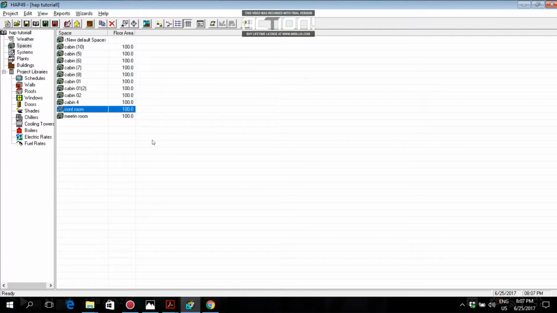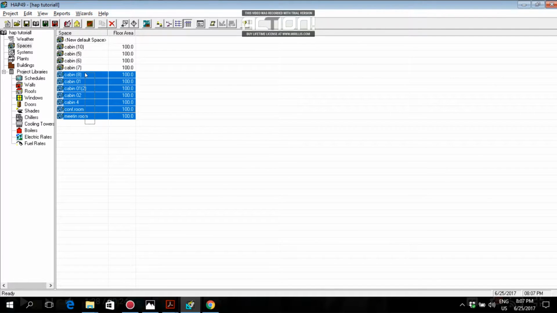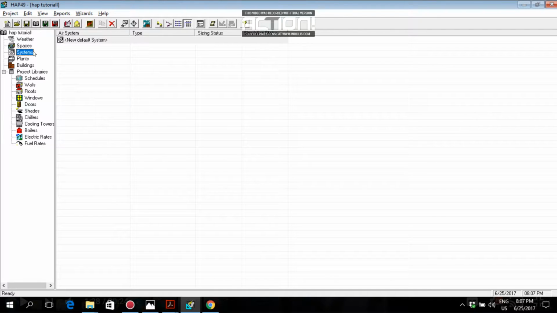So let's consider AHU1 and AHU2. From half of the spaces I will dedicate it to AHU1 and the remaining spaces for AHU2. Let's start creating the system from here now. So system properties, click on the system, default system, double click.